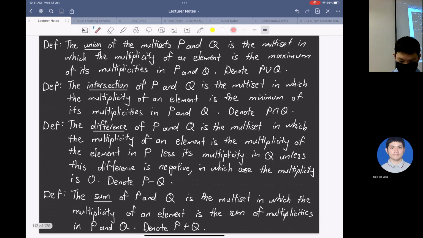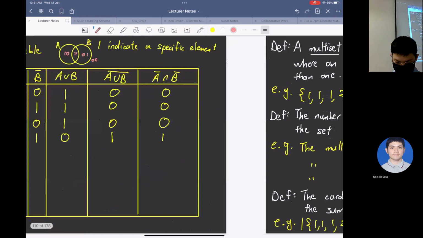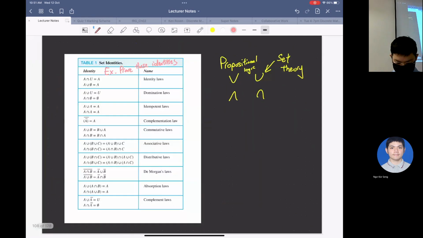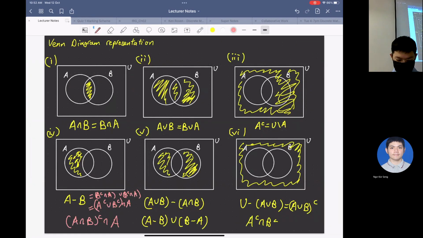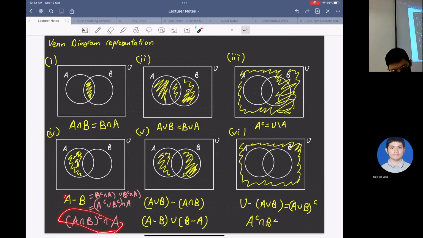And then for just now, someone got a different answer for this Venn diagram here, part 4. You also can take A intersect B, and then take the complement, and then intersect A. So you can use the algebra here, the identities here, to show that it's actually A minus B. Okay, you also can do this.